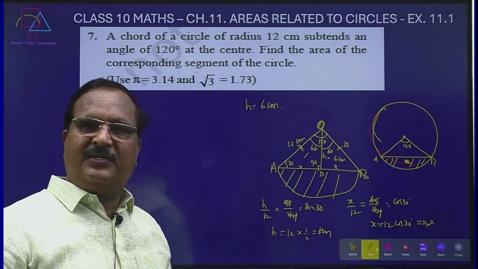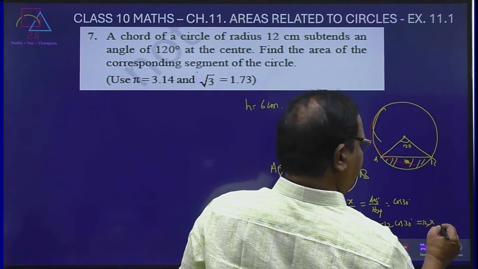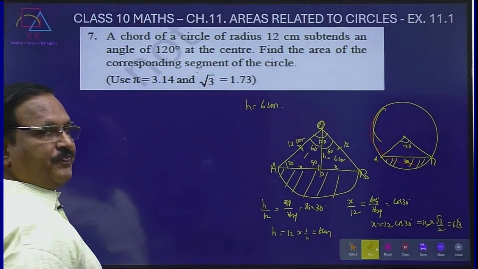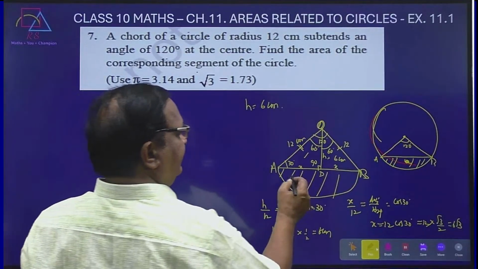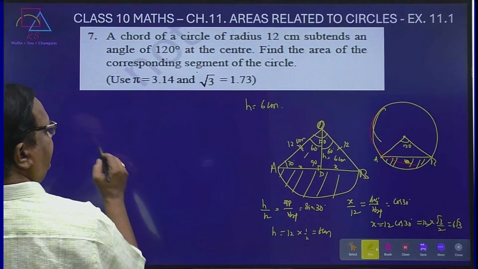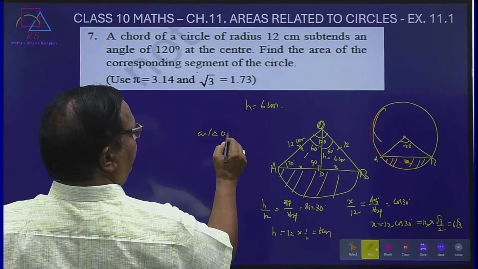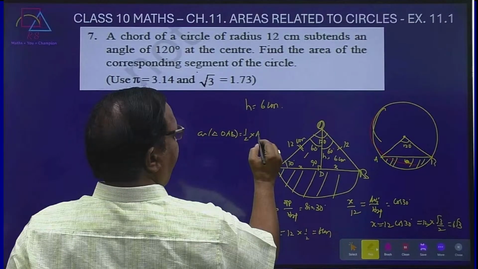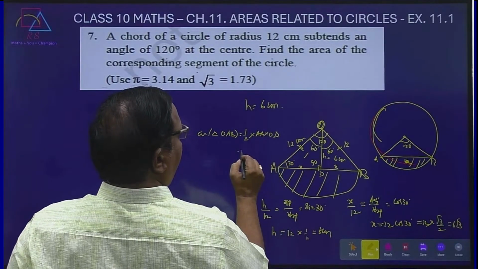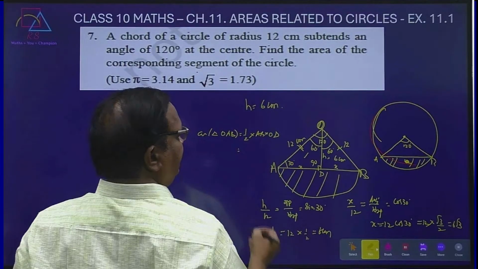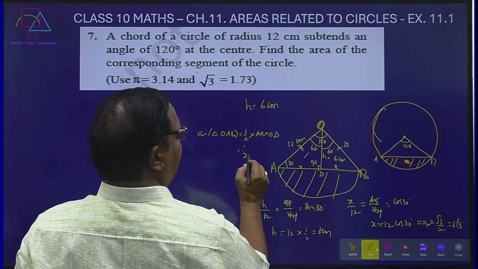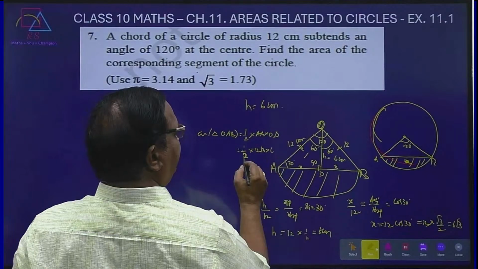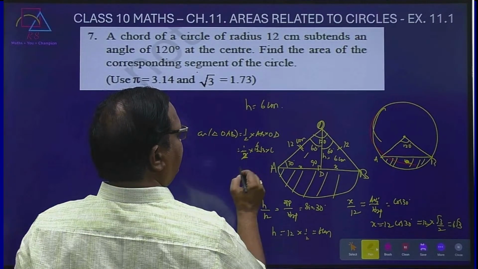Cos 30 is root 3 by 2. So x is 12 into root 3 by 2, which is 6 root 3. Okay, so we have got x. Now area of triangle OAB is equal to half into AB into OD. AB is 2x, which is 12 root 3, into height 6. So half into 12 root 3 into 6 gives 36 root 3.